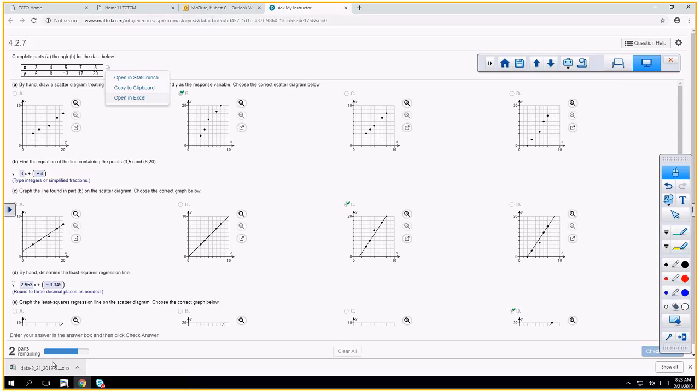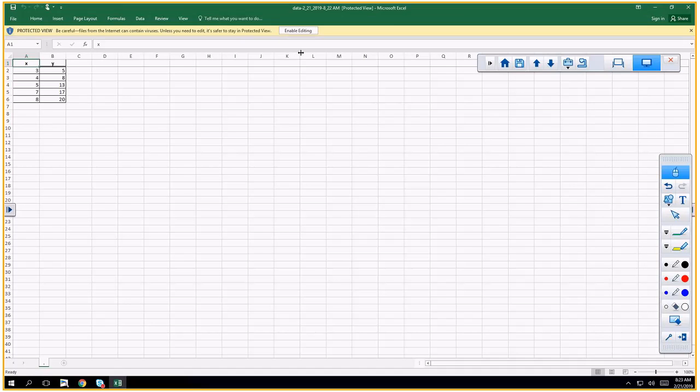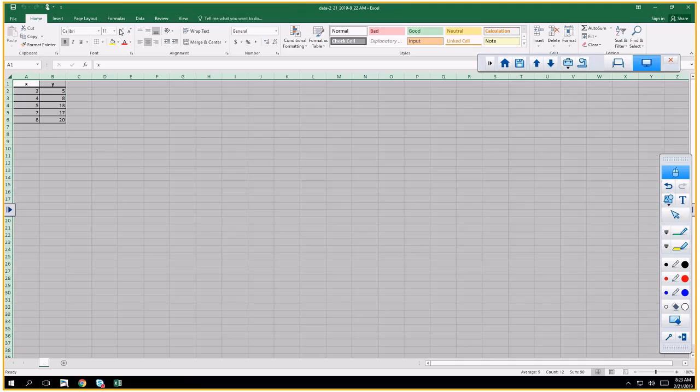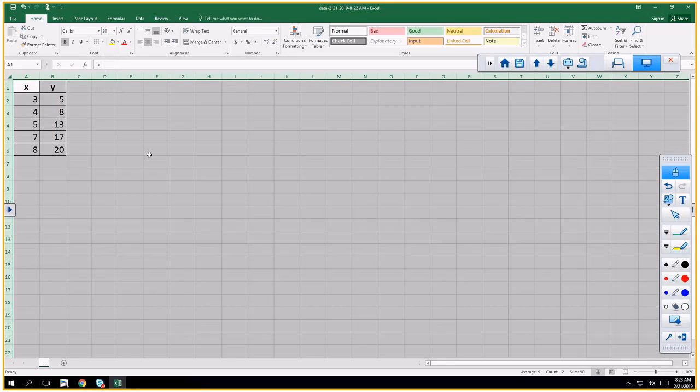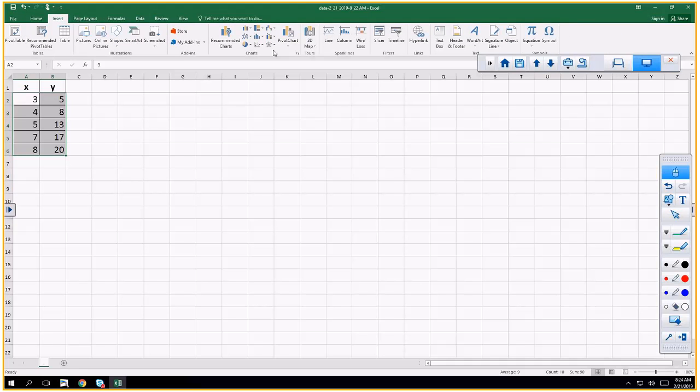All right, where was I before I was interrupted? No, I'm just kidding. All right, there we go. And enable editing. I'll blow it up a little bit for you. Now, all of this can be done in your calculator. So I'm just going to highlight those 2 columns. Go to Insert, do a scatter plot.